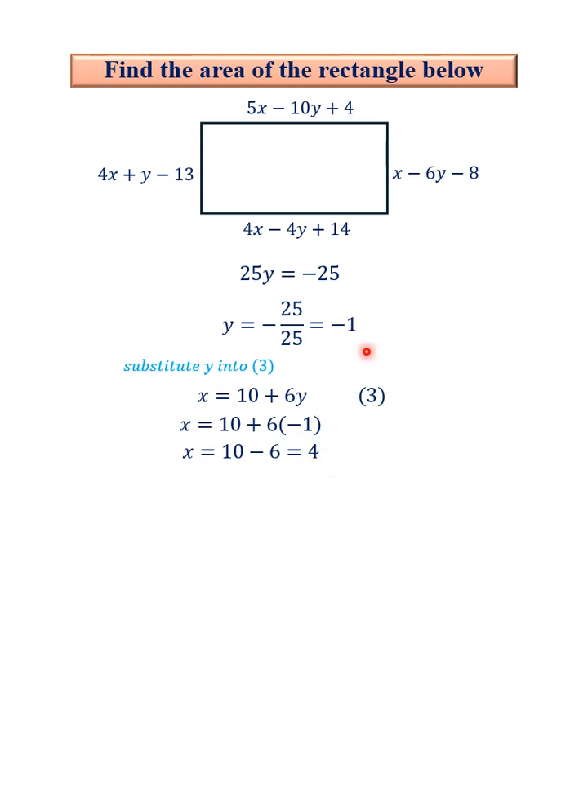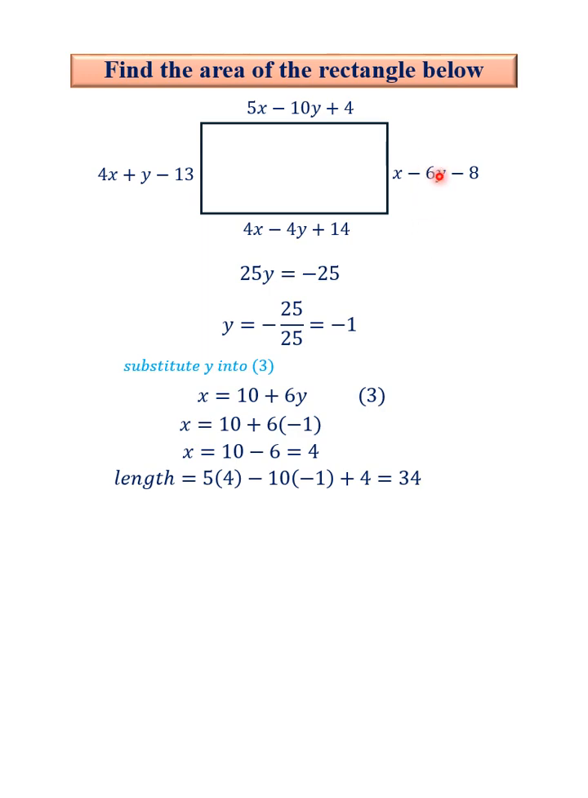All we just need to do is to put the value of x and y into one of the expressions of the length, and one of the expressions of the width. So I'll pick 5x minus 10y plus 4 to put the values. So for the length, that will be equal to 5 bracket 4, because x is 4, minus 10 bracket minus 1, because y is minus 1, then plus 4, and that will give us 34. So the length is 34. If you also choose this expression and put the values of x and y, you will also get 34.